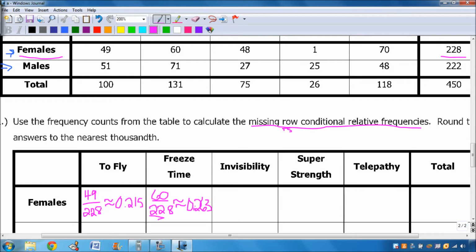I want you to finish up the rest of the female row on your own by pressing pause, calculating it, and then coming back to me to see if you got the right answer, okay?